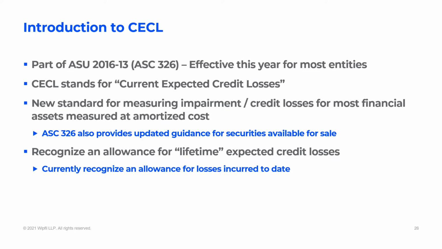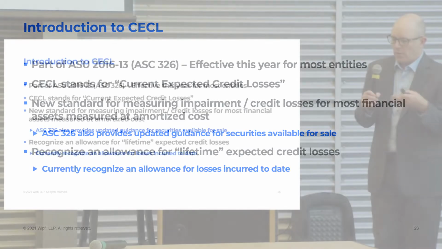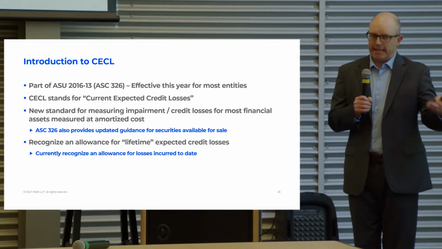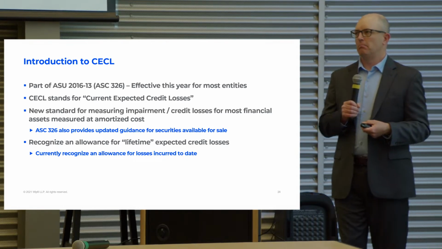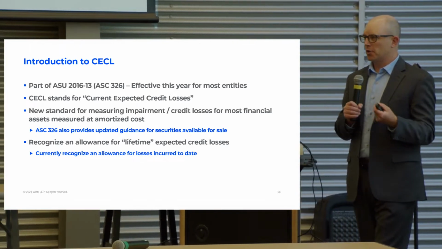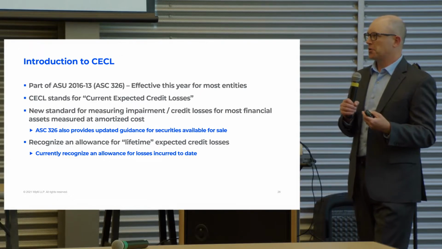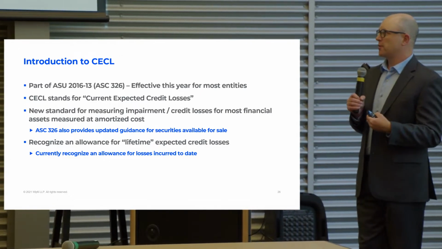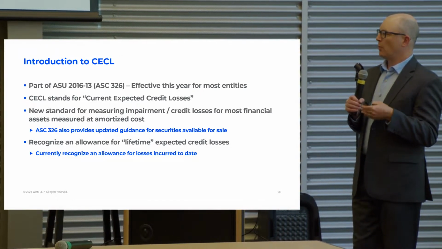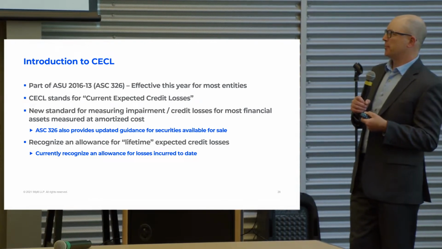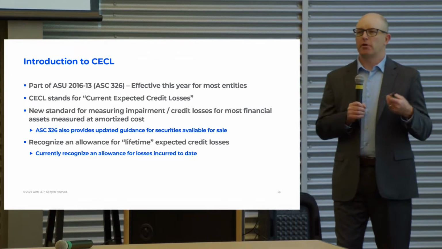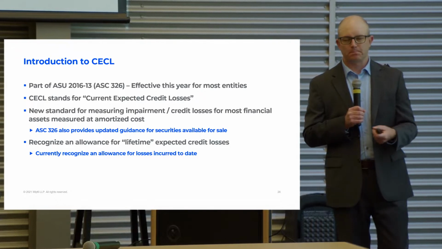So CECL stands for Current Expected Credit Losses. What these are, to drill down to healthcare, because this affects banks, it affects construction companies, it affects retailers, but specifically with hospitals, what we're really talking about when we talk about current expected credit losses is we're talking about our self-pay portfolio.